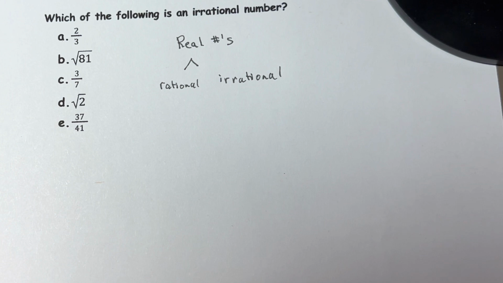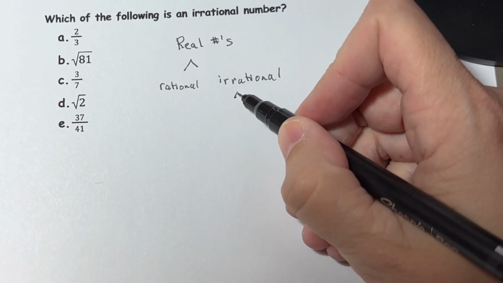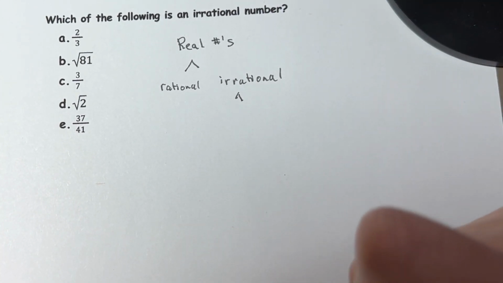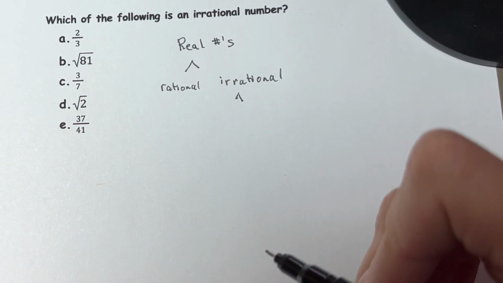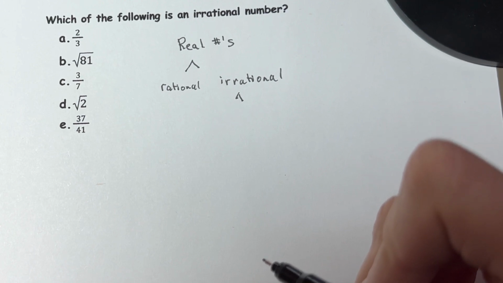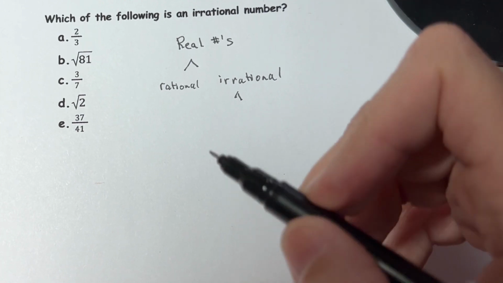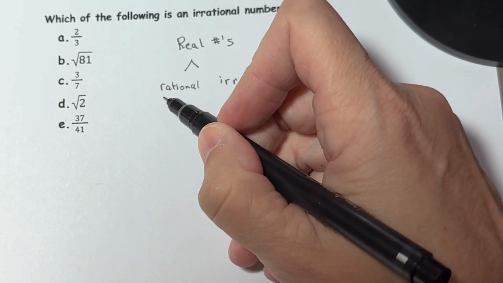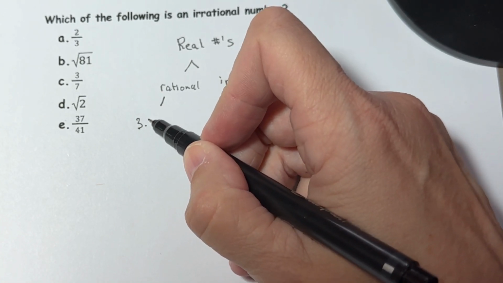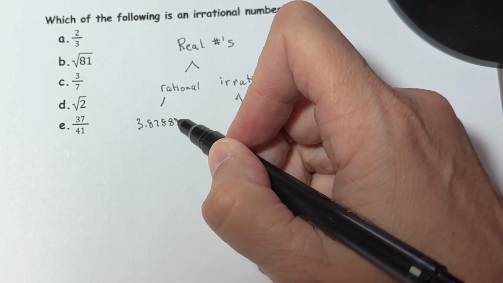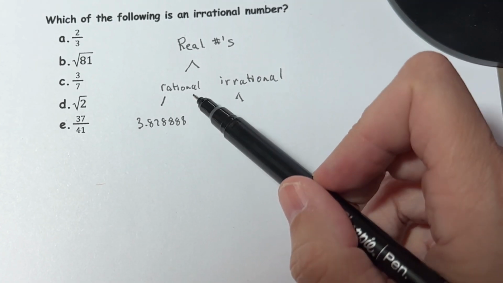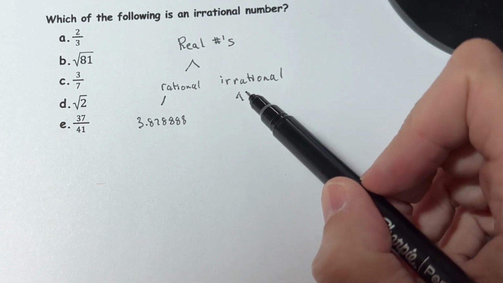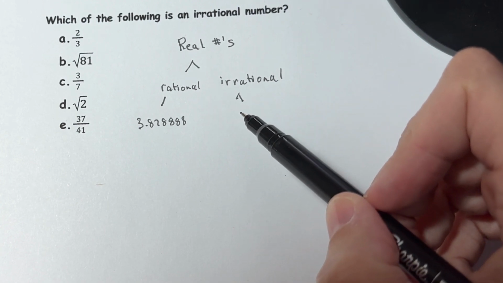Now, our irrational numbers are numbers whose decimals go on forever and are non-repeating. So an example would be pi. Pi goes on forever. If the decimal repeats, like say you have something like 3.878888, it goes on forever, but it repeats. That's rational. It's irrational if it goes on forever and does not repeat.